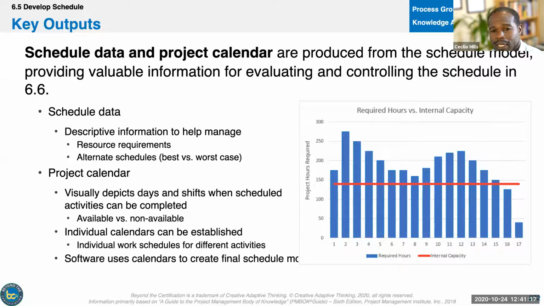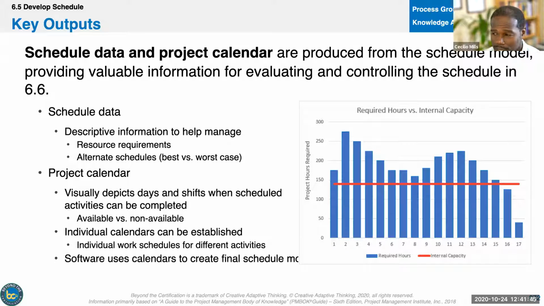So schedule data and the project calendar, right? Now we have resource calendars and project calendars, where project calendars say work is happening every day of the year except for major US holidays, 24 hours a day. And then you can have a resource calendar that says this resource is only available Monday through Friday, 9 to 5, or Saturday and Sunday, 10 to 7, something like that. Okay, so we have the schedule data and a project calendar.